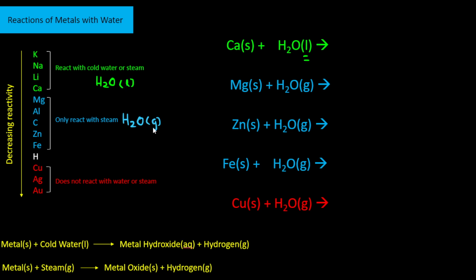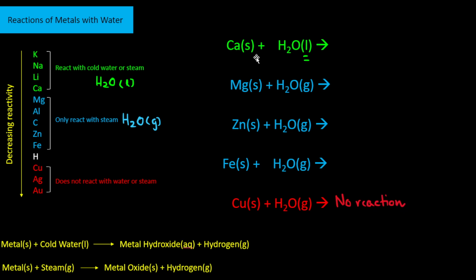Okay, because based on the different state symbols, our product is going to be different as well. If you react with cold water, you will get a hydroxide, but if you react with steam, which is a gas, you will get a metal oxide solid and hydrogen. For copper, silver, and gold, they are very low in reactivity, and that is why they will not react with anything at all. Okay, and that is why in the sample here, copper plus either steam or liquid or cold water, right, there will not be a reaction at all here.